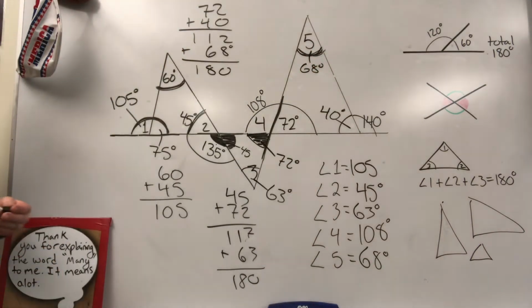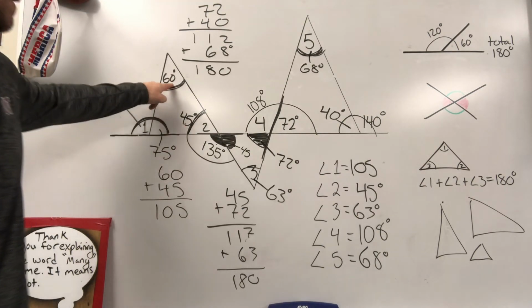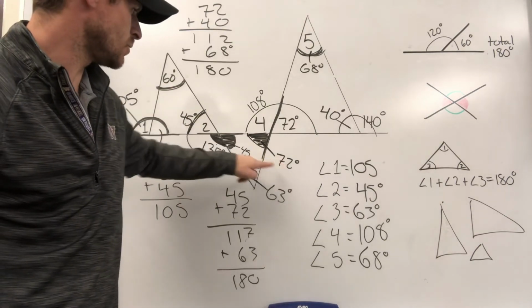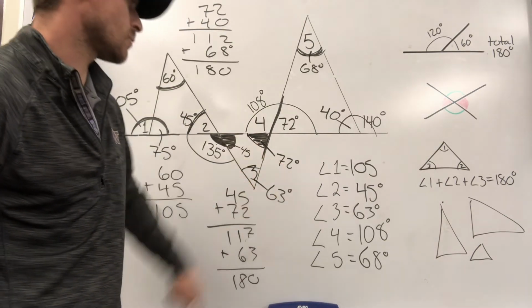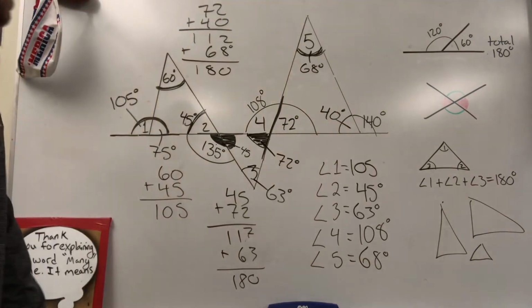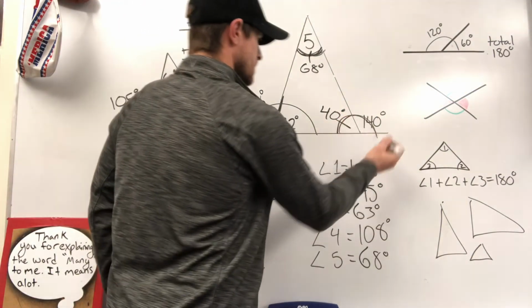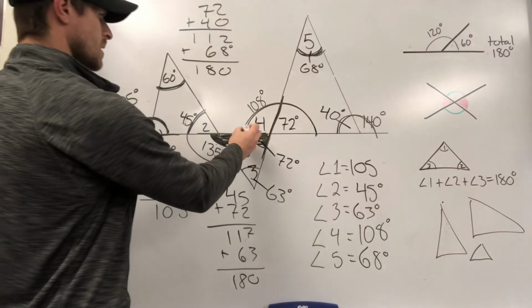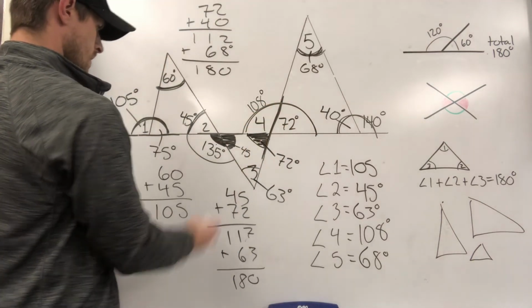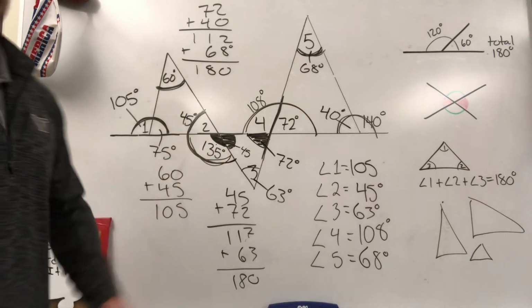Just take a step back, look at everything you've done, and you can go back through and double check it all. Add up all the angles that you wrote down. 75 plus 45 plus 60 should come out to 180. 45 plus 72 plus 63 should come out to 180. 72 plus 40 plus 68 should come out to 180. And all your supplementaries, 40 plus 140 comes out to 180. 72 plus 108 comes out to 180. 135 plus 45 comes out to 180, etc., etc., etc.